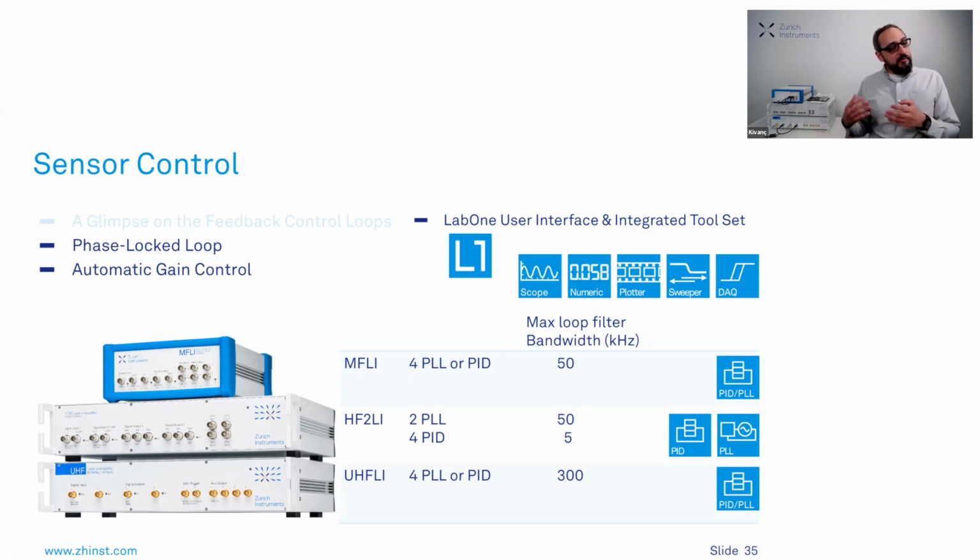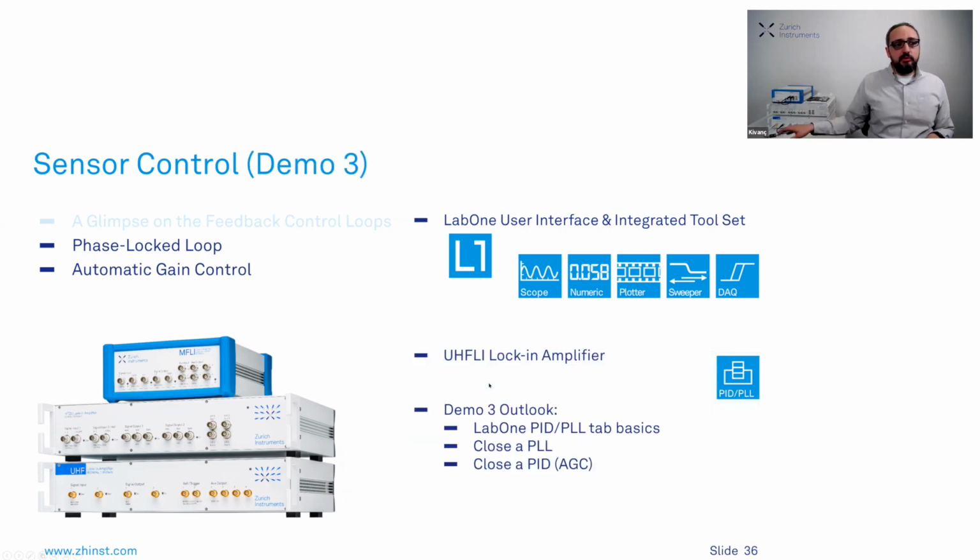And then, of course, there are some unique properties as well. The most important part would be the maximum provided loop filter bandwidth with these instruments. I will again continue with UHFLI since we already have it set up. In this last part of the demo, we will look at the Lab1 PID PLL type basics. We will close a phase lock loop, and we will close another PID to get automatic gain control.